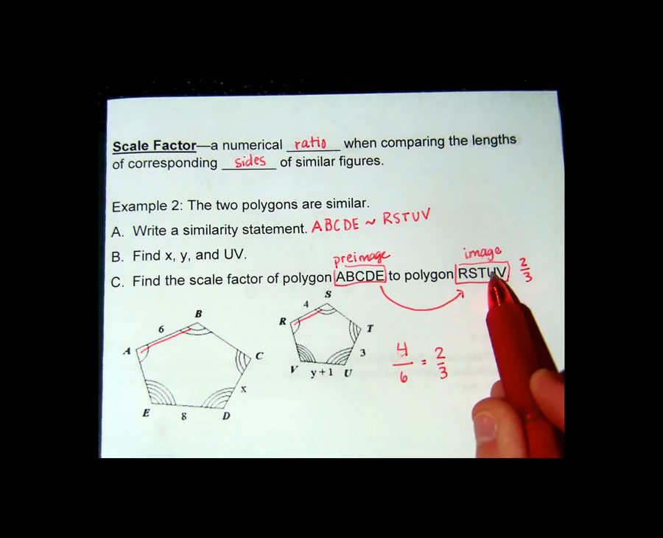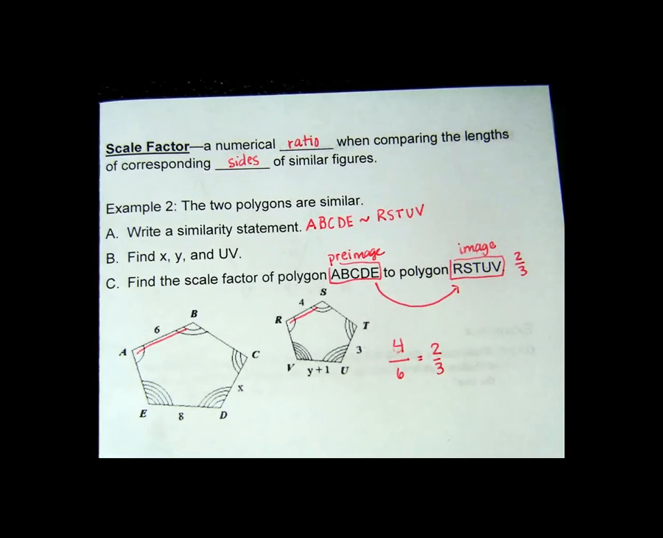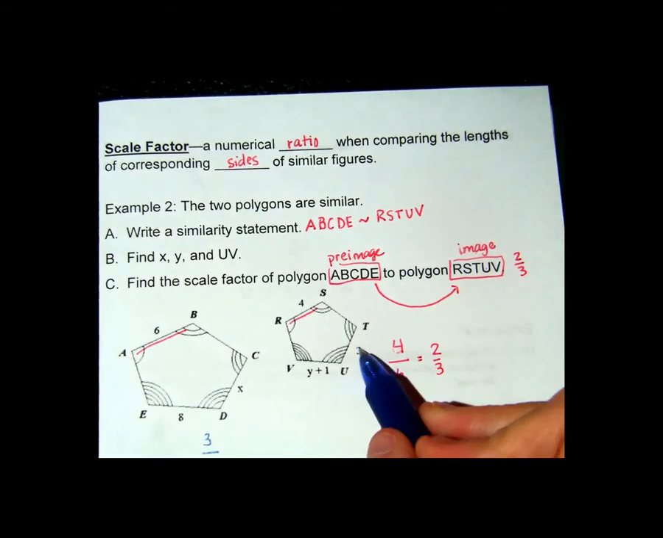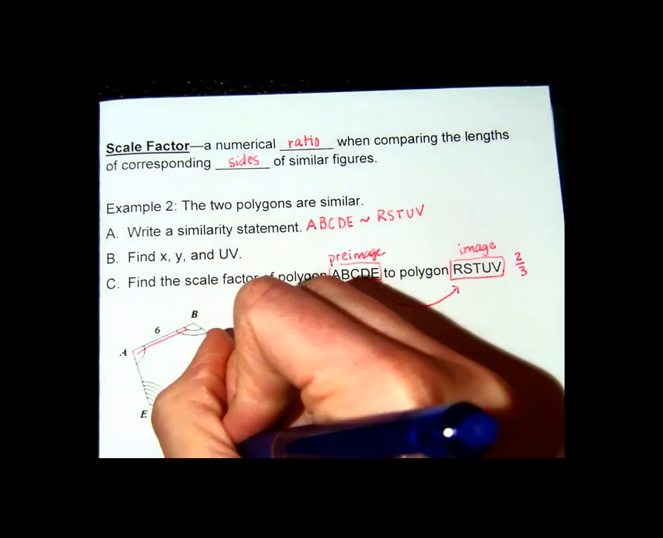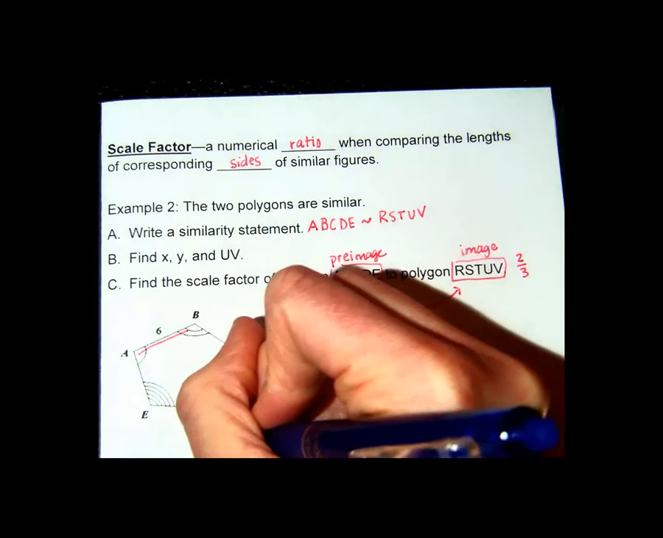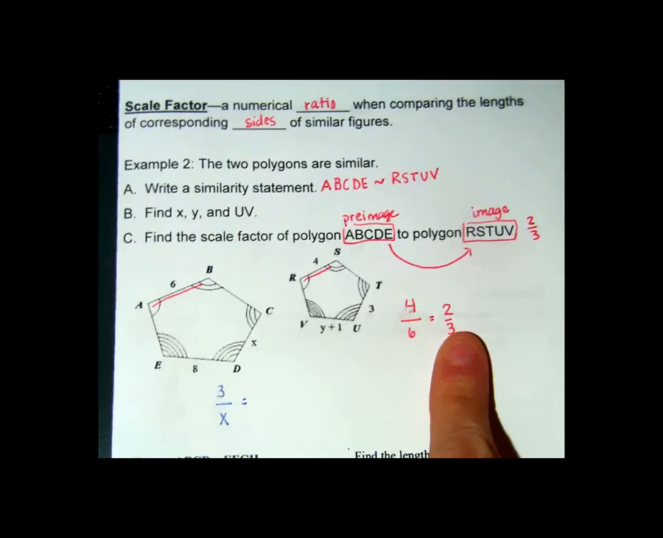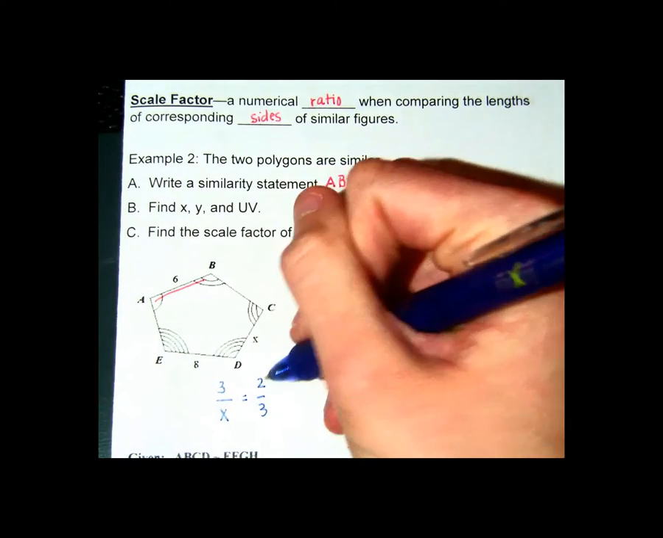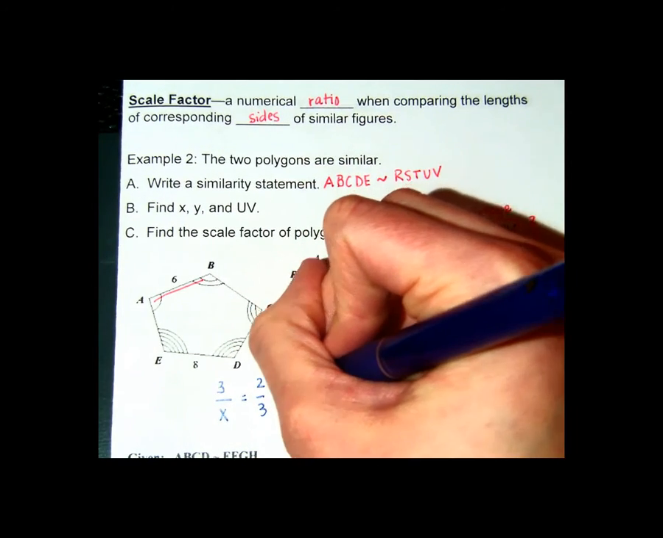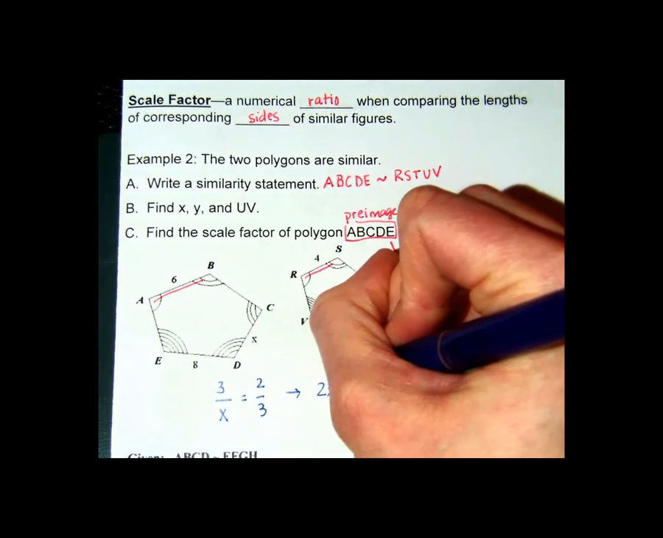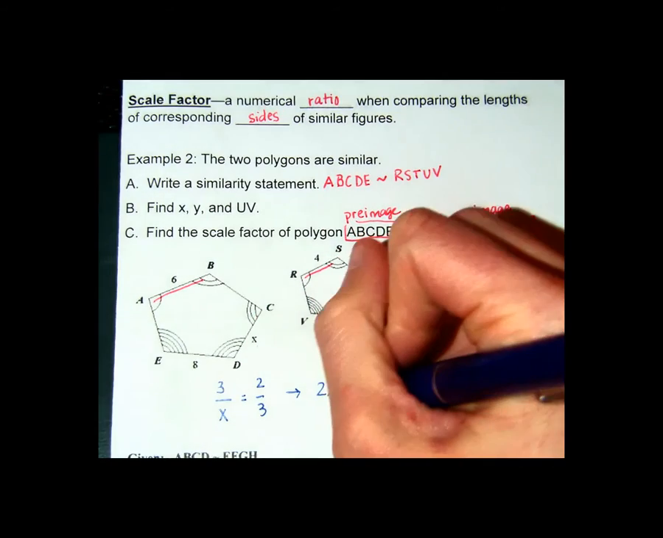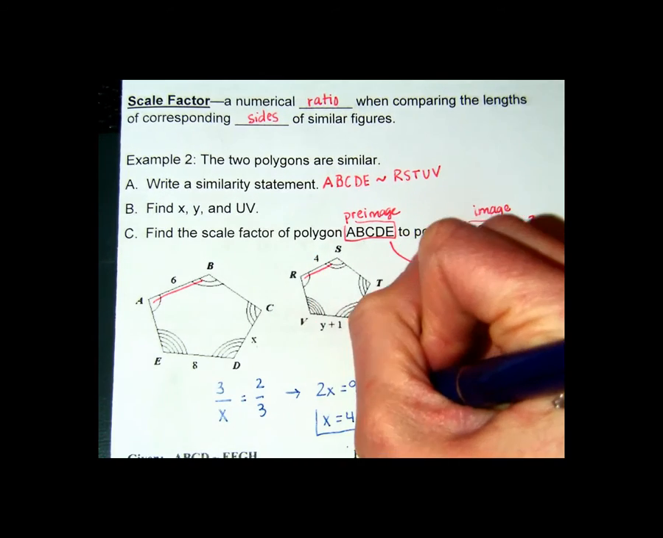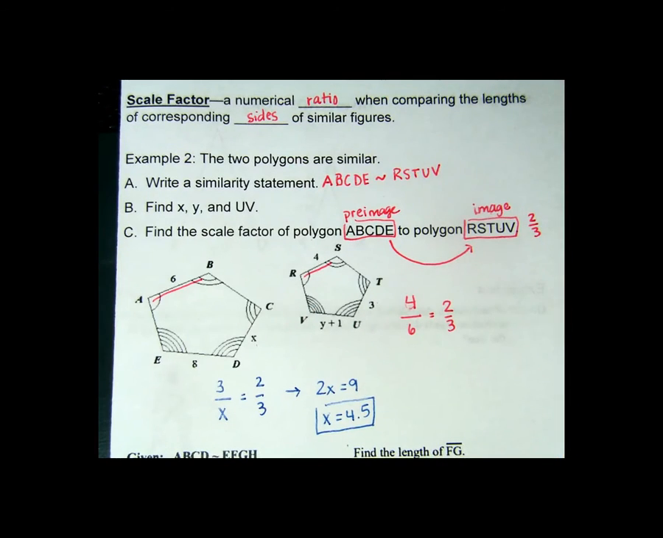3 is in the image. So we're going to make a fraction to find x with the image value 3 over x, since 3 and x are corresponding. X is from the pre-image. This should be equal to the scale factor, 2/3. We are then going to cross multiply. We are going to get 2x equals 9. Divide by 2, x equals 4.5. That is one of our answers. Not going to write it there, we don't really have the room for that.